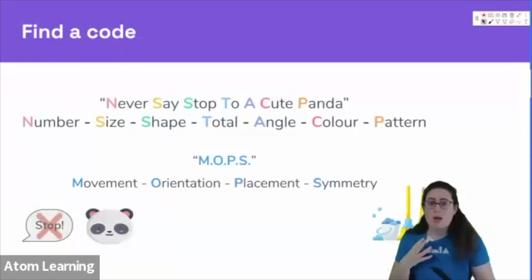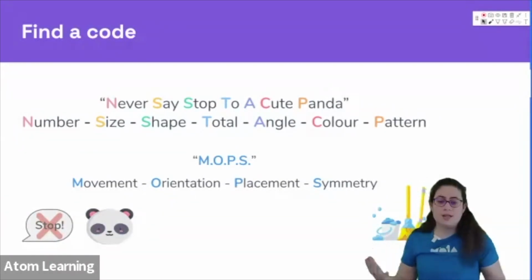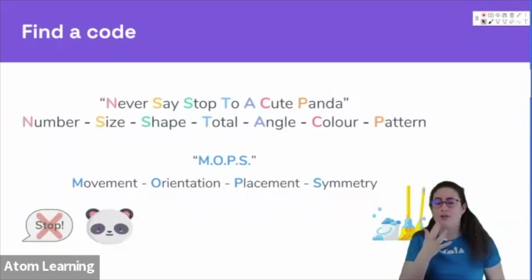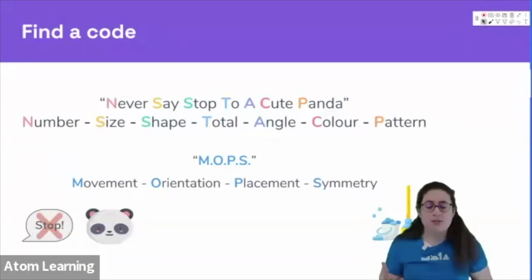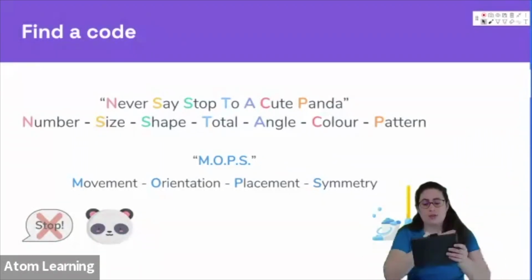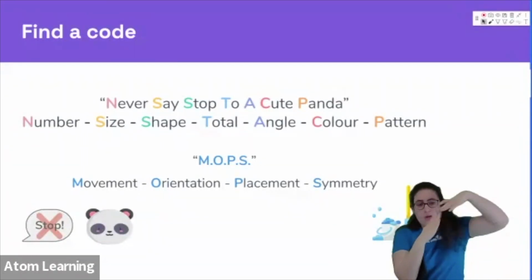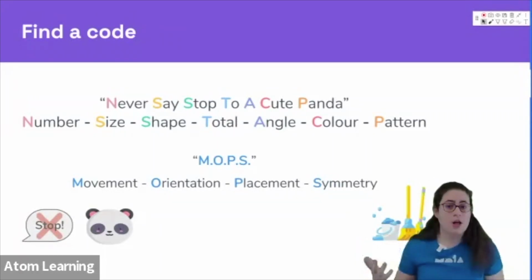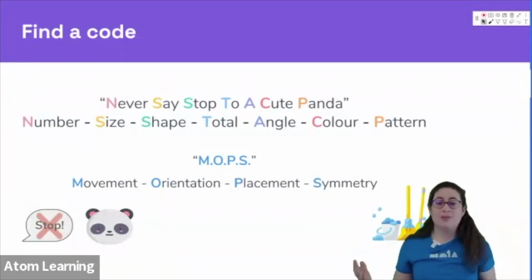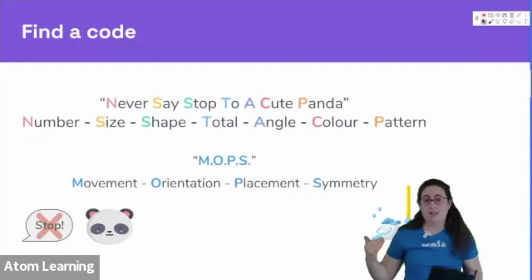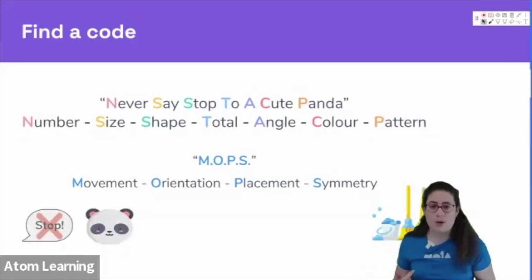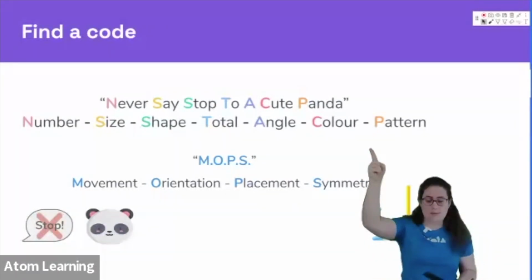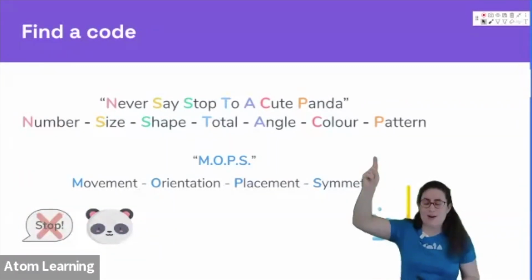Could it be the number of shapes? Could it be the size of the shape? Could it be the shape of the shape? Could it be the total number of things? Could it be the way that the angles are? Is it an obtuse angle or an acute angle? How about the colors? Are the colors the same? Are they different? How about the inner pattern? Remember how we had dots and zigzags and lines in that first question? Those are different types of patterns. Okay, that's our first mnemonic. Never say stop to a cute panda.